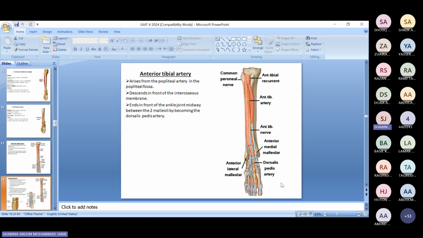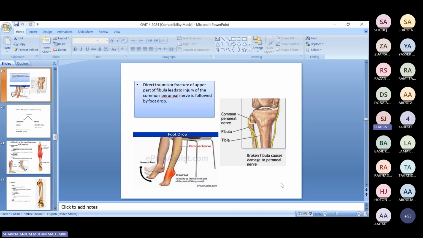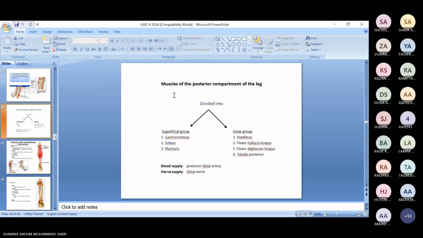So what do you call this condition? Foot drop. The foot drop will occur if there is injury to the common peroneal nerve. And where is it common? If there is any fracture to the upper part of the fibula, maybe the head, maybe the neck. So if they ask you which nerve injury may cause the foot drop, you should know it is the common peroneal nerve.